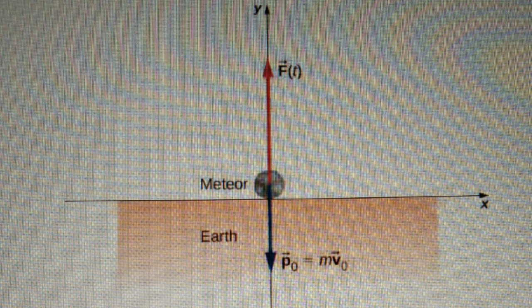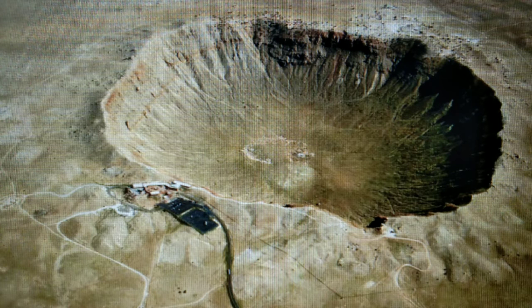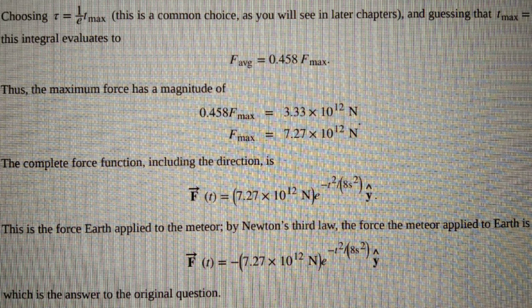The average force is this, where delta t is equal to t max minus 0 seconds. Since we already have a numeric value for the average force, we can use the result of the integral to obtain the max force. Choosing this is a common choice, as you will see in later chapters, and guessing that t max is equal to 2 seconds, this integral evaluates to this.